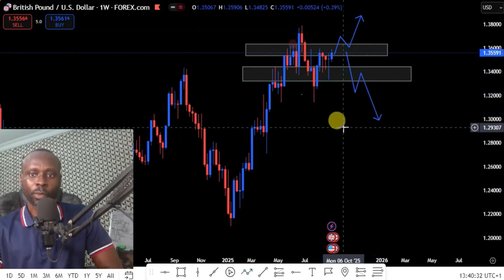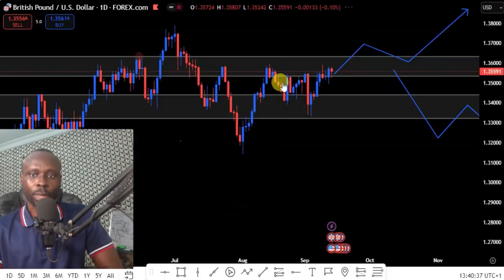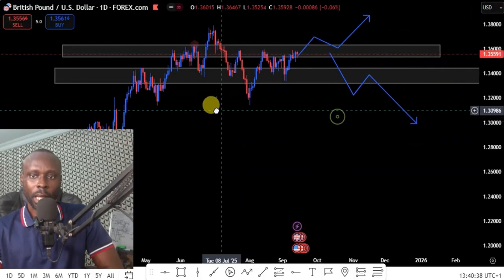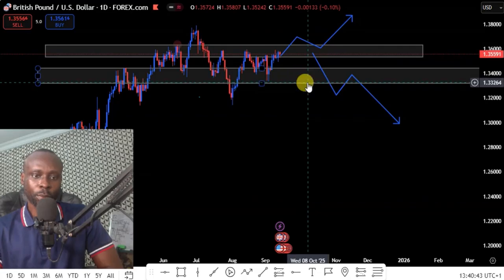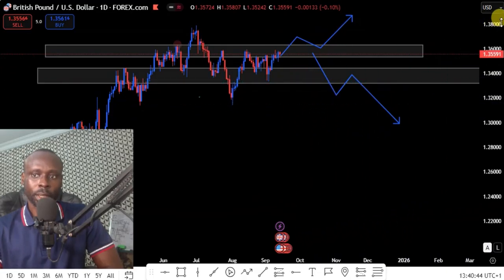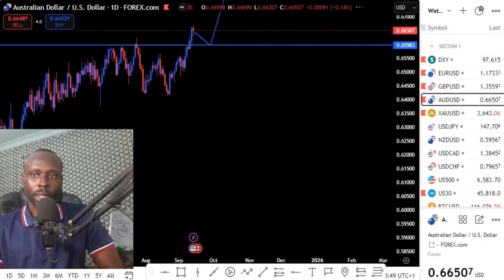So pounds USD for now still remain neutral. So we have no clear direction on the pounds USD for now. So we need to wait for price to clear out all these levels before we start looking for any possible direction for the pounds USD. So let's look at our next pair, which is the Australia USD.